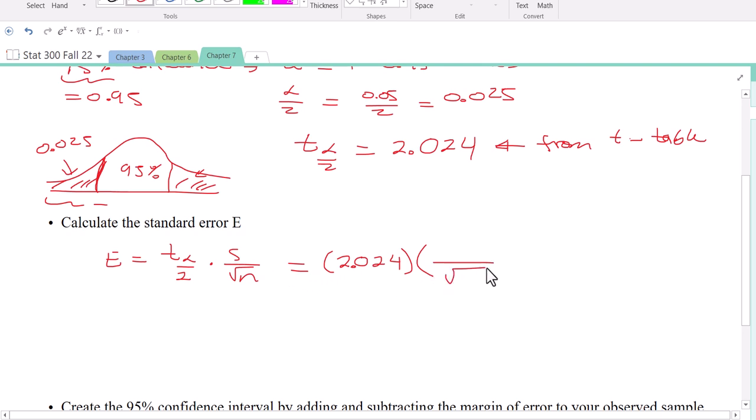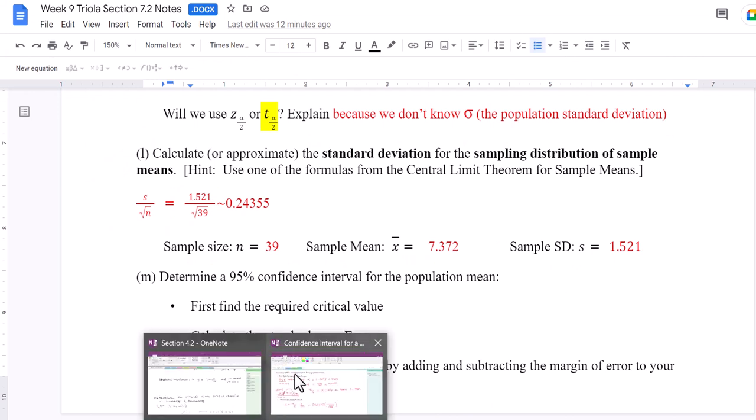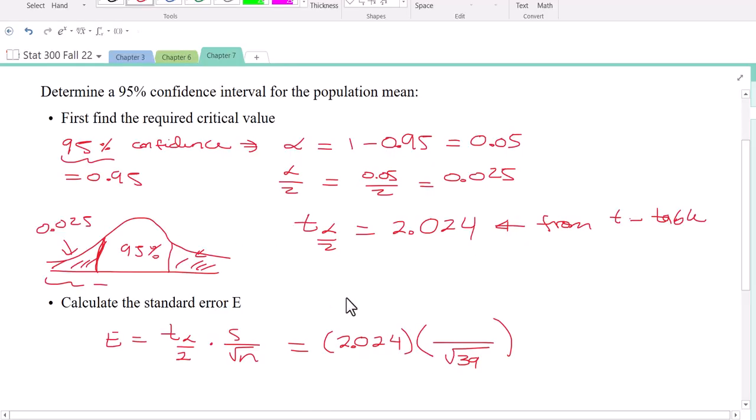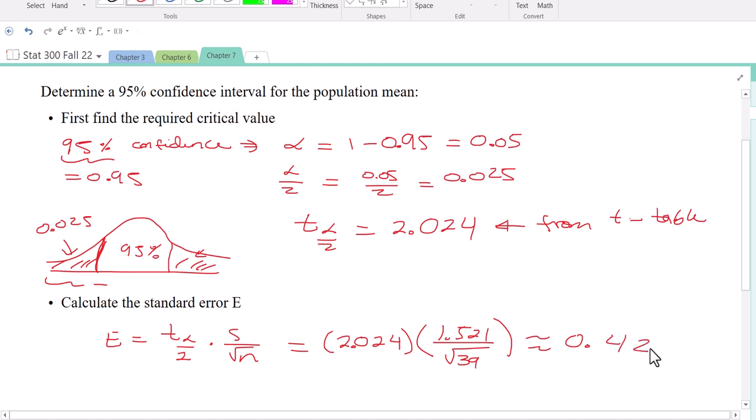So the square root of 39, and I need to look up what S was. S was 1.521. So we're going to put that over here. And then calculate that in your calculator and see what we get. When I did it in my calculator, I got 0.4295. So let's say 0.42.